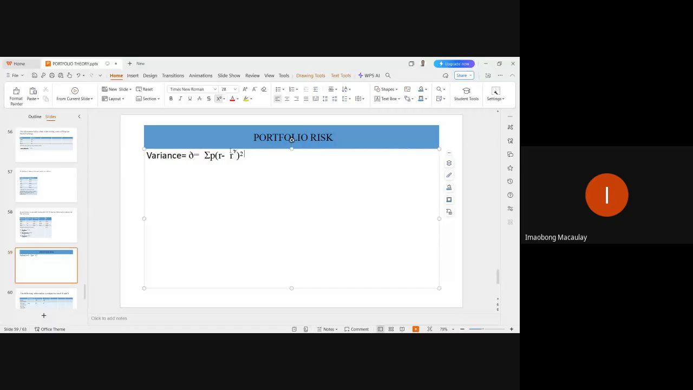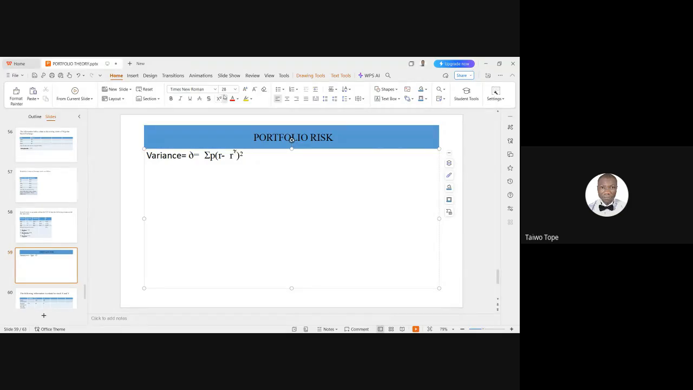The formula is R minus R bar. Abi? Yes. I'm not with you. Okay. R minus R bar, everything in bracket to the power of 2. Okay, sir. To the power of 2.